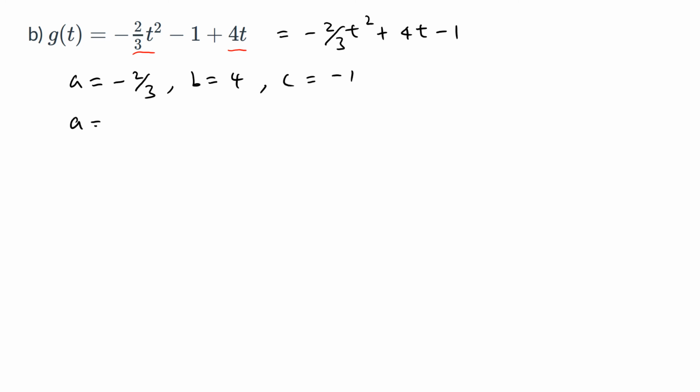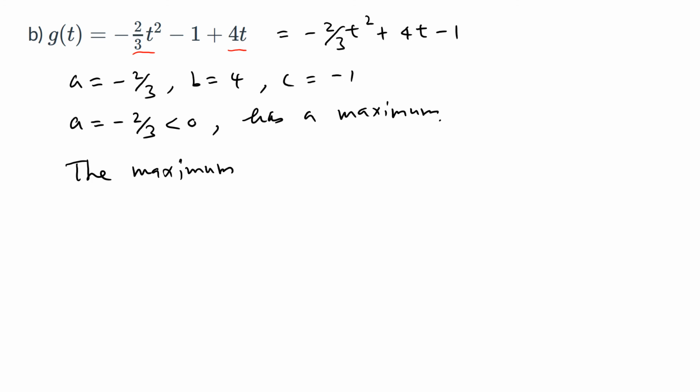And again we notice that A is negative 2/3, which is a negative number. That means it has a maximum. So the maximum is f of negative b over 2a. Again we're just gonna plug in, so it is f of negative b, b means 4, over 2, a means negative 2/3. So you have to be careful with these numbers and how to simplify this.